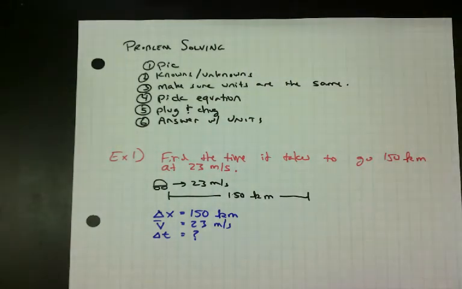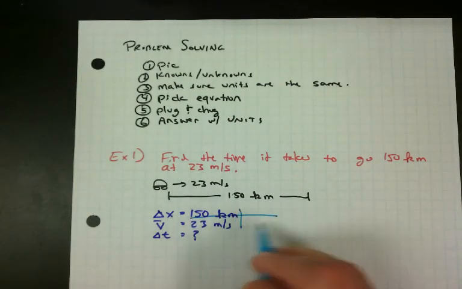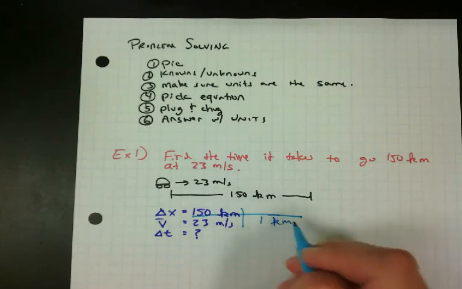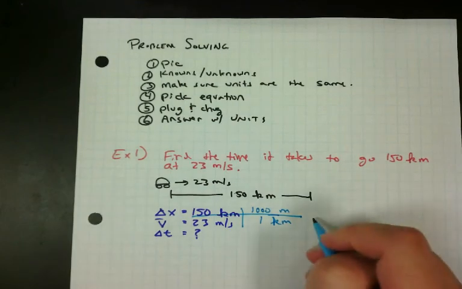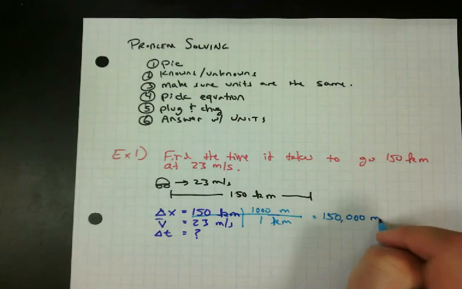The units are not the same. Which unit should I change? It's probably easiest to change this. If I change my delta x, you've done this sort of thing before where we say 1 kilometer is equal to 1,000 meters. So it's 150,000 meters is the delta x.